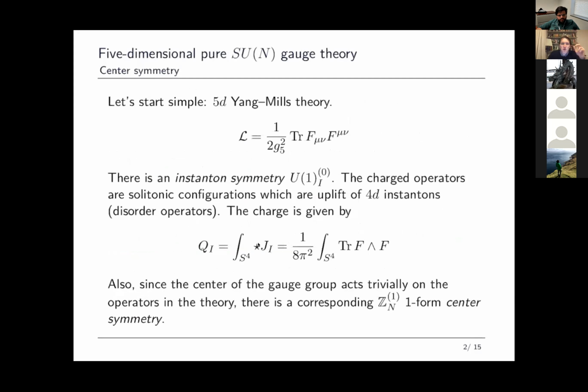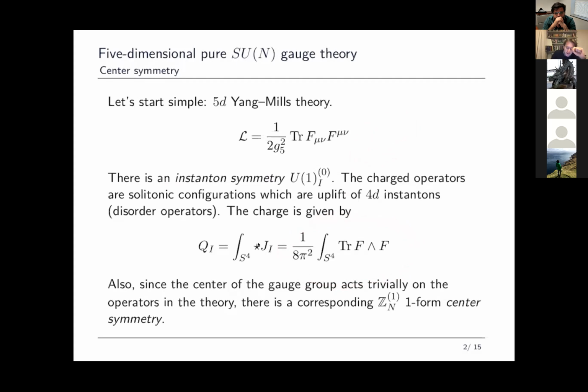I work with SU(N) for simplicity, but the discussion can be extended to different gauge groups. Now there is an abelian zero form symmetry. The objects charged under this symmetry are disorder operators that correspond to boundary conditions for the gauge field at the insertion point of the operators. If we surround the insertion point with a sphere, we see that the charge is just the instanton number of the configuration, which gives the symmetry its name as the instanton symmetry.